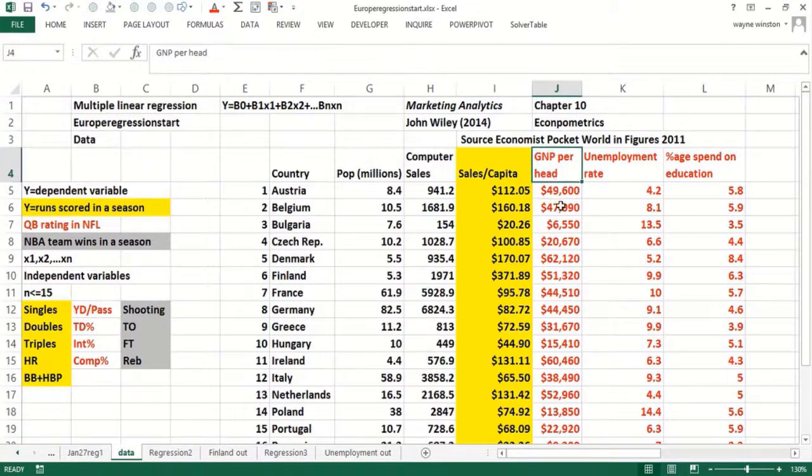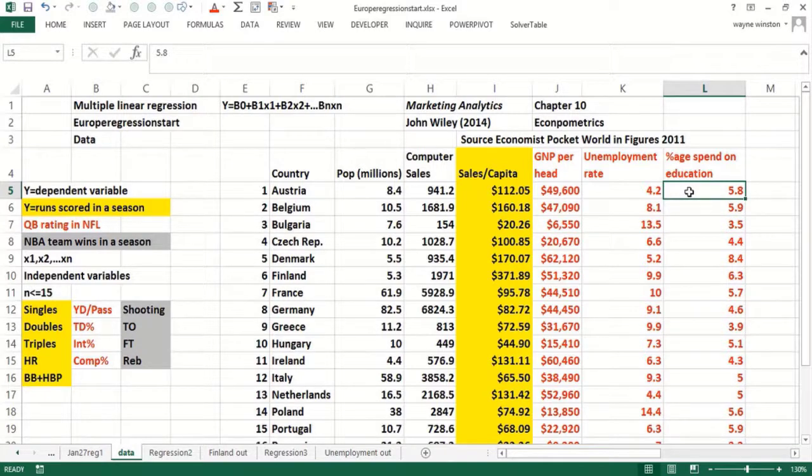The bigger the gross national product, the bigger the country's economy. The unemployment rate: the bigger the unemployment rate, the less you probably expect they spend on computers. And percentage of GNP spent on education: the more that's spent on education, the more you think the country would spend on computers.